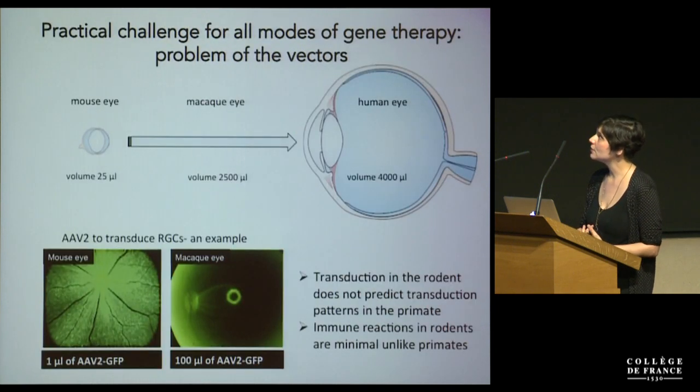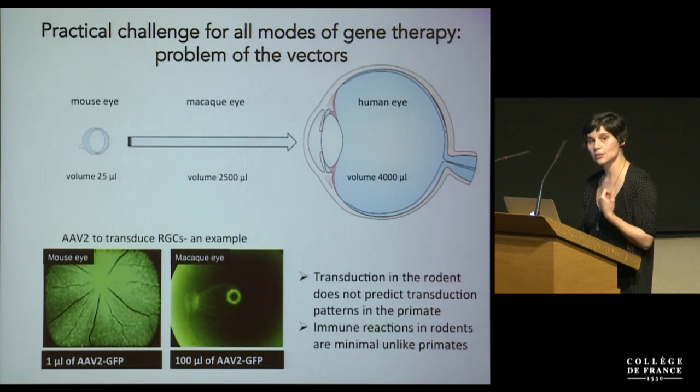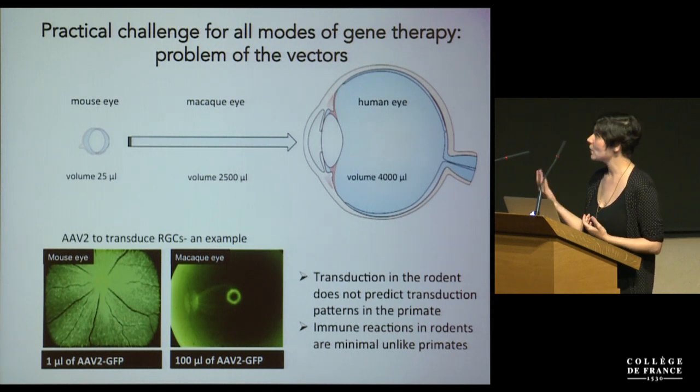So the practical challenge for all modes of gene therapy, like I mentioned, is the problem of the vectors. We are using AAV, adeno-associated virus, that nature did not create at all to transfect retinal cells. This is actually a respiratory virus, and we're asking it to go and highly efficiently transfect retinal cells. So we're basically asking the poor virus to do something that it hasn't been trained at all to do, and this is why we have a virus that is still very efficient, but it's not quite as efficient as what we would like it to be.